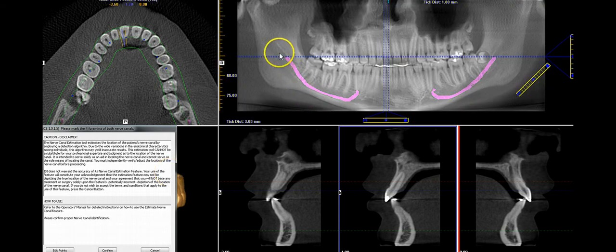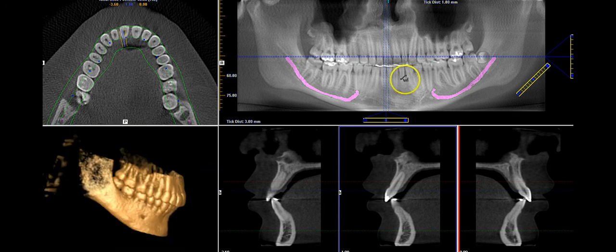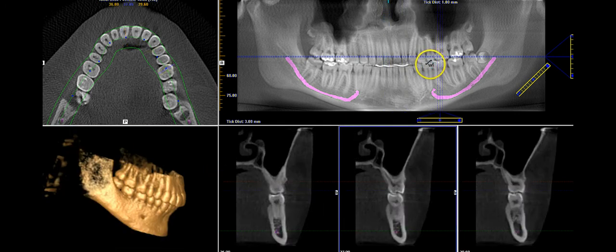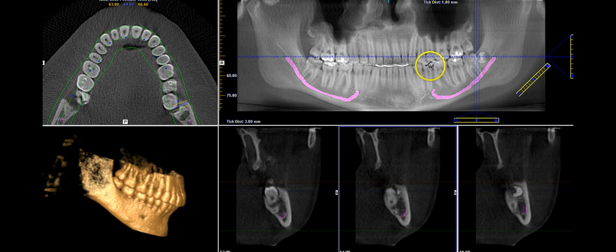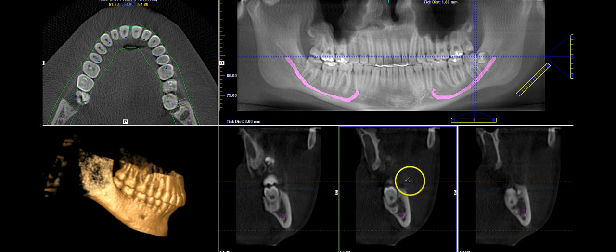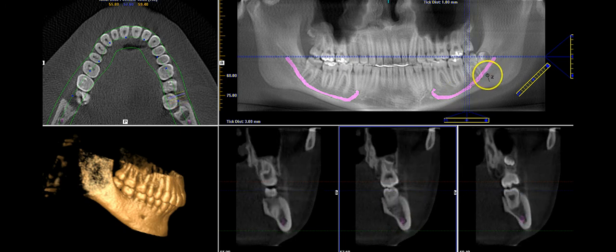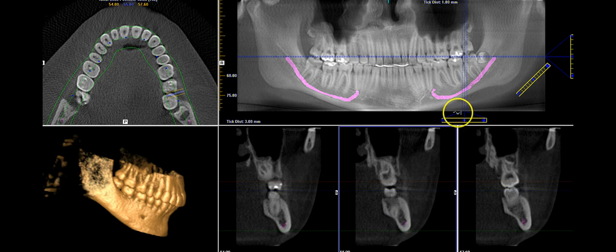There you go. So you can see the nerve coming in on both sides where the mental foramen is. I'll confirm it. So let's see how it looks. You can see around here at the third molar area. This is the third molar area, and see how close it is to the lingual plate? And as it moves forward, it's going down pretty low in this case.